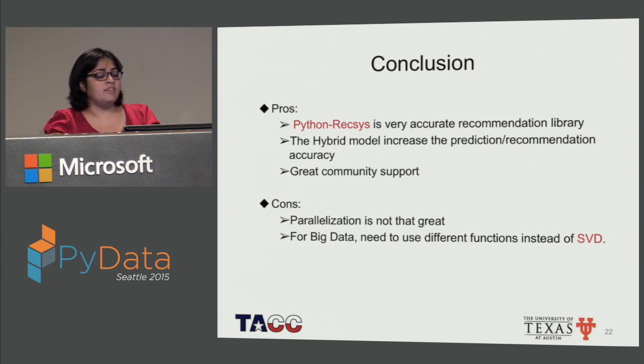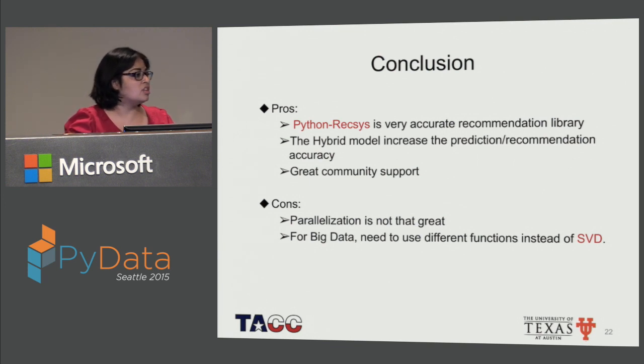And the cons are that parallelization is not that great. So when we took this model to work using PySpark MLlib in our supercomputer, the accuracy actually reduces. It does not do that well. I think it's mostly because if you're using a modular kind of Python, you have to install it in different nodes, and that reduces the accuracy.